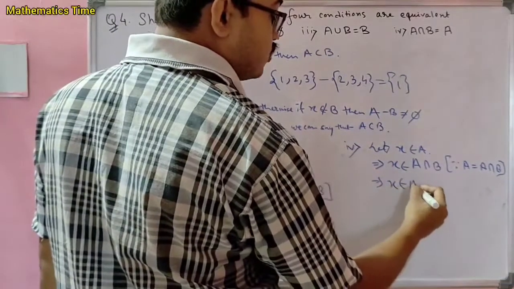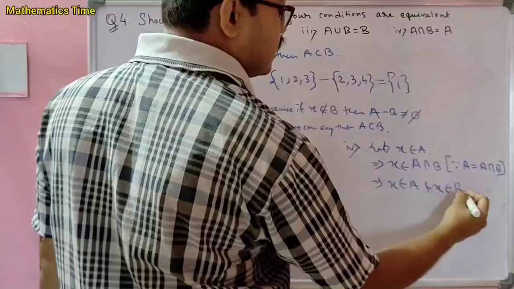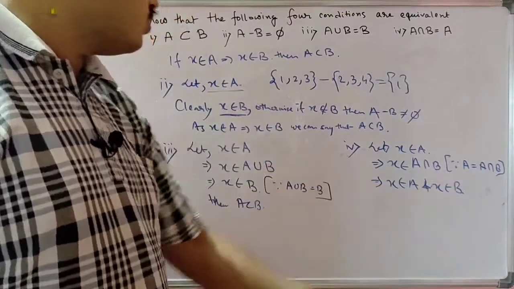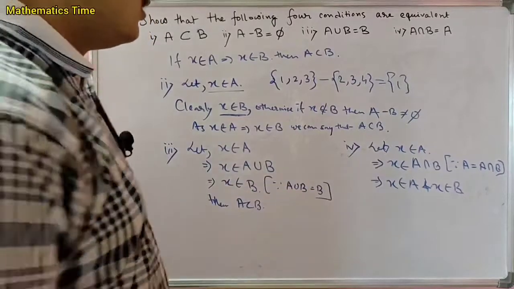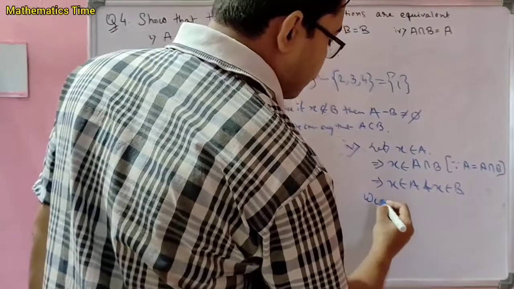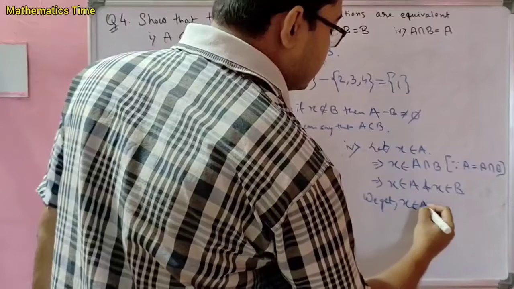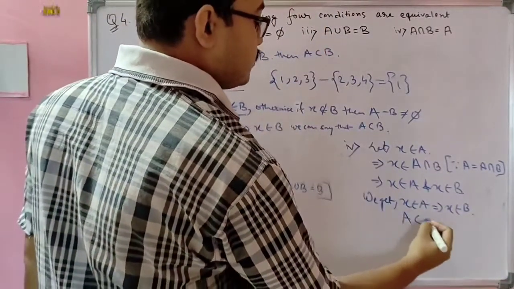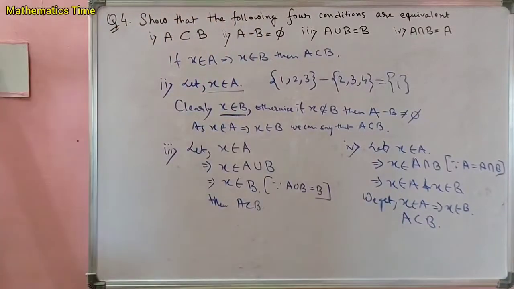It means x belongs to A and x belongs to B. There x is the common element of A and B. So x belongs to A and x belongs to B. Here the symbol is 'and'. So we get x belongs to A implies x belongs to B. So by definition, A is a subset of B. This is how we will prove this problem.